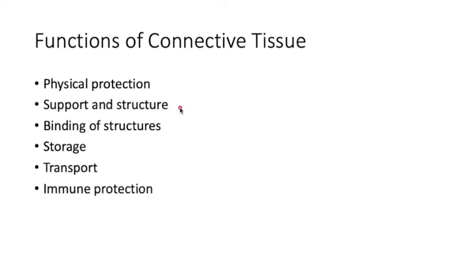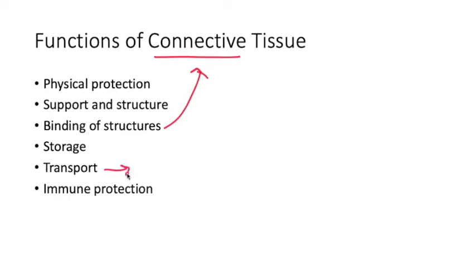And there are sometimes layers of connective tissue surrounding some organs that help give them a little bit of support and structure. Binding of structures, as the name implies, connective tissue. Interestingly, it's called connective tissue, but only one of the many functions is binding. But this could be something like ligaments or tendons. Storage. There's a lot of examples of storage. Well, fat, we can go back to that. That has energy storage. In addition, you might have calcium storage in the case of bone, for instance.